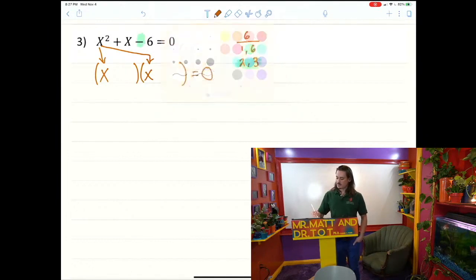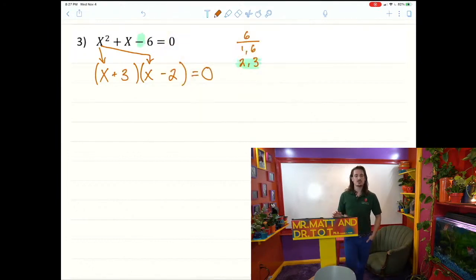And notice that would be positive 3 and negative 2, because negative 2 and a positive 3 will give you a positive 1 if you add them. If you multiply negative 2 and positive 3, that will give you a negative 6. So that checks out here.